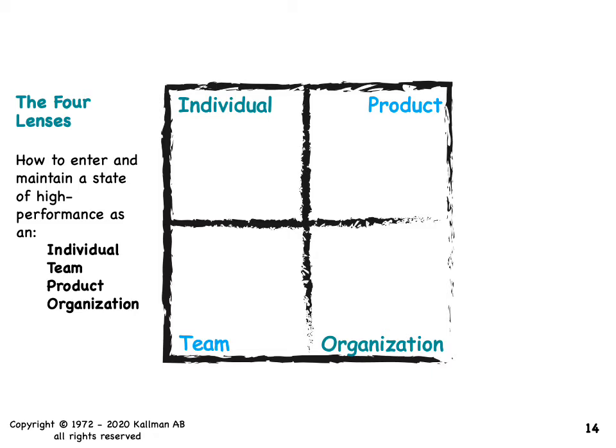The purpose of these four lenses is to help you enter into and maintain a state of high performance as an individual, as a team. Product, by the way, if I haven't already mentioned it, includes program management, process management, and line management, as well as the product marketing and product development management, or the product development lifecycle, whichever way you want to identify that. And then organization includes everything from portfolio management and portfolio governance all the way up to the executive C-suite leadership.